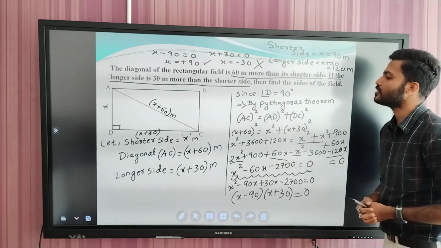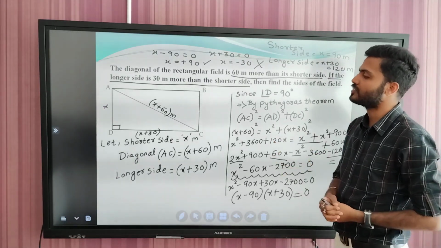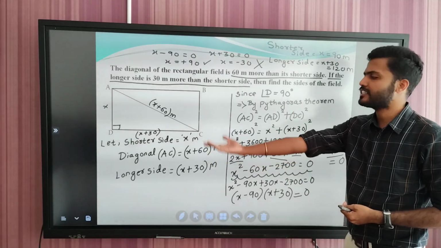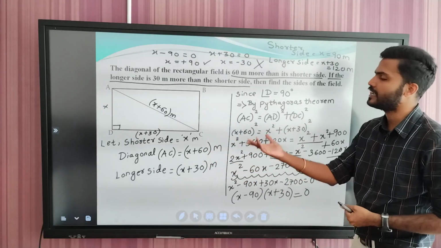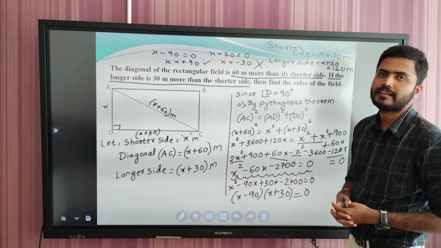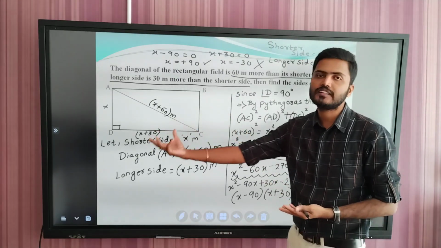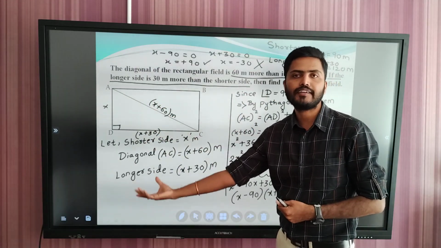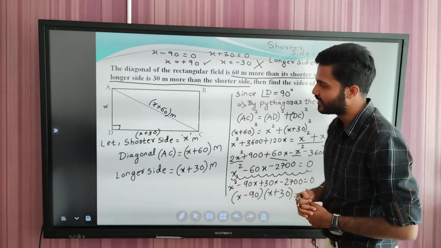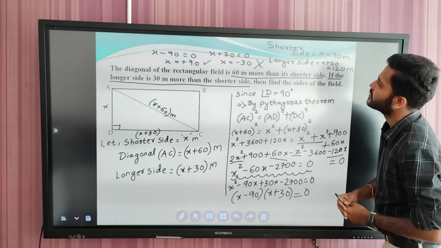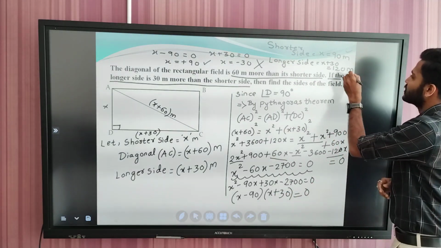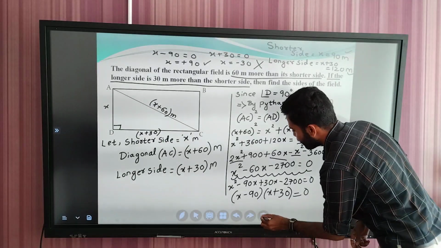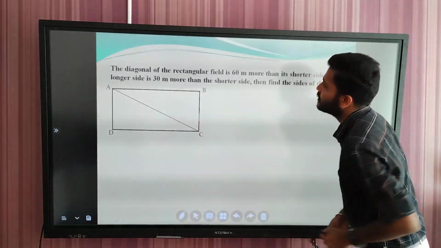Okay, so again this was a very interesting question where we had to just figure out the value of x. We just considered the shorter side to be x, longer side to be x plus 30, diagonal is given, and you are all very proficient enough to understand that in a rectangle, every angle is going to be 90 degrees. Correct? So we just used the Pythagoras theorem and we found out the shorter side as well as the longer side. Okay? So now let us go to the final question for today's session, my dear students.